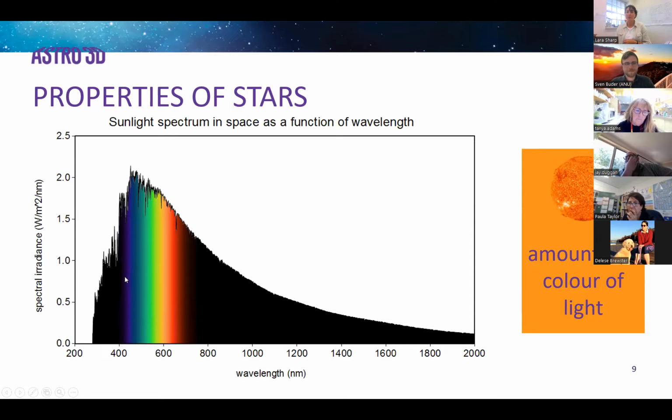We've got our visible bit here, so we just generally think of the optical bits that we can see with our eyes as being around 400 to around 600, 650. And the peak, the strongest of those wavelengths for our star, is about here.